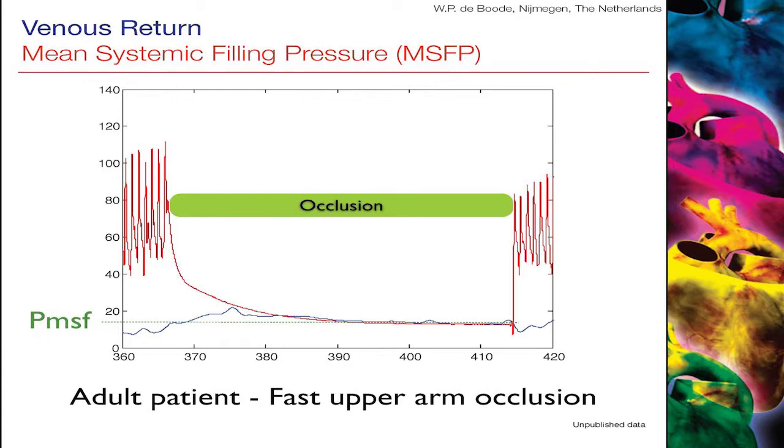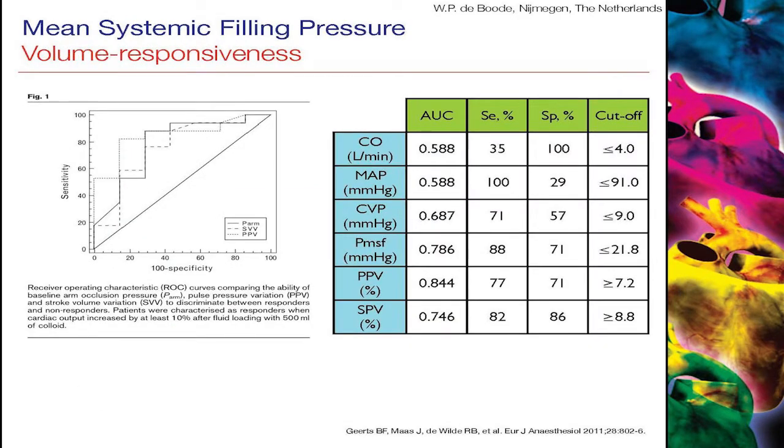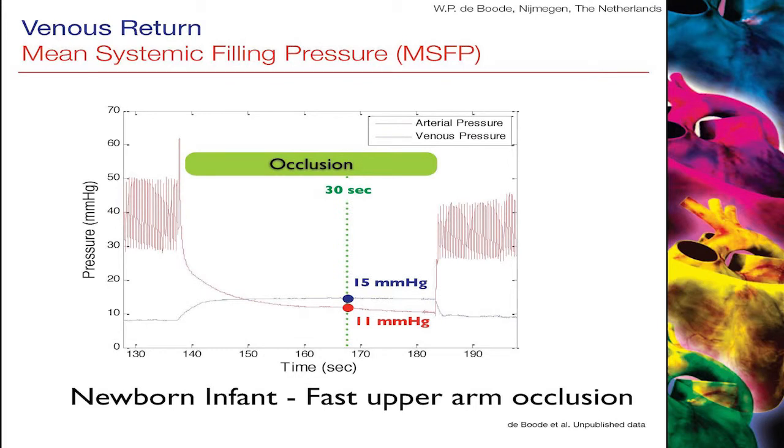What you see over here is the most perfect figure, with a practically equal venous and arterial pressure. In more patients, we saw that normally there's a difference between those two. And this mean systemic filling pressure is used in adult critical care, so mind you, this is for adults, as a predictor of volume responsiveness. What you see is that it has a high sensitivity and a relatively high specificity. So I was very curious whether or not this would work in a newborn infant.